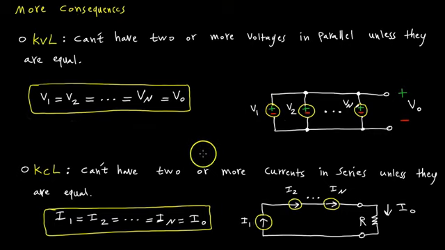Similarly, for KCL, you can't have two or more current sources or currents in series unless they're equal. So if you have I1, I2, all the way to IN, the only way they can be in series is that they have the same current. So I1 through IN must equal some value, say I0. That is the only way they can be in series.